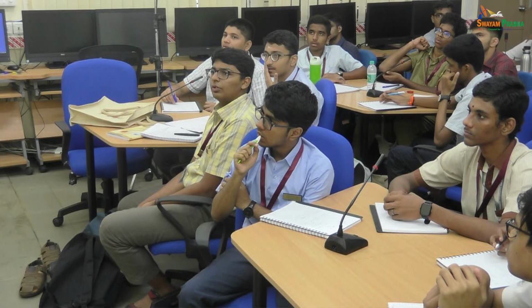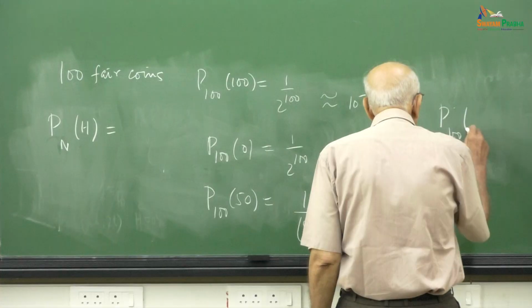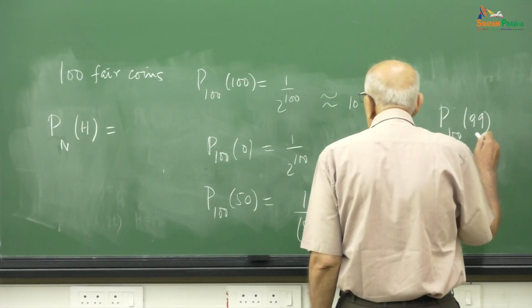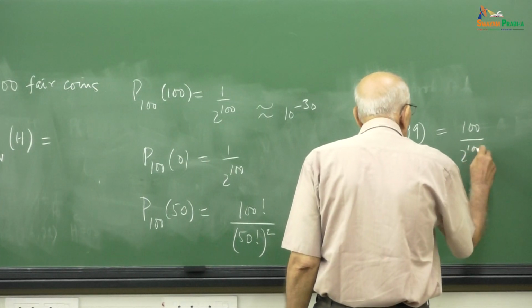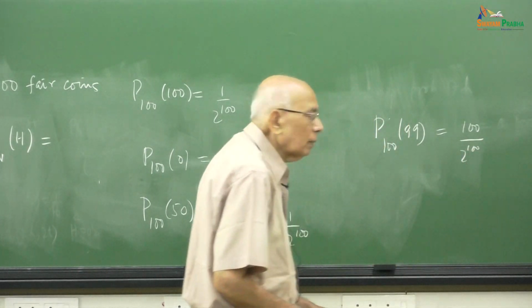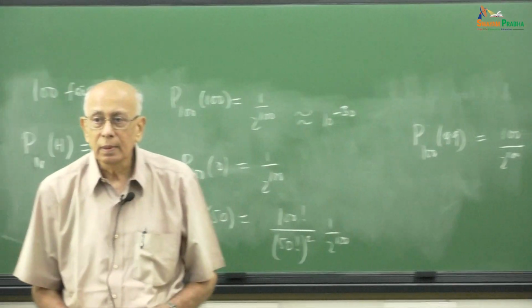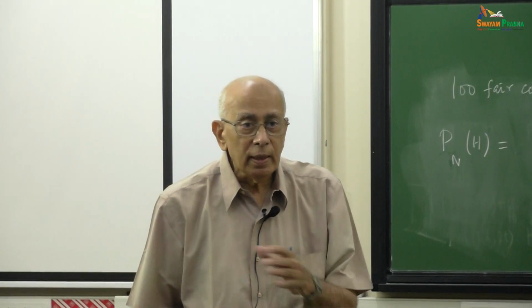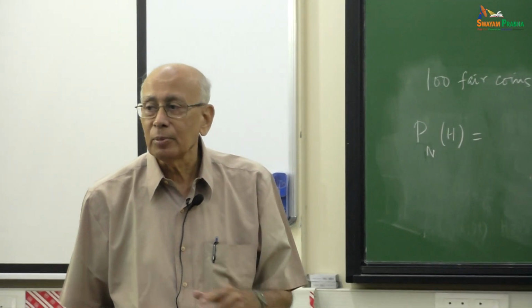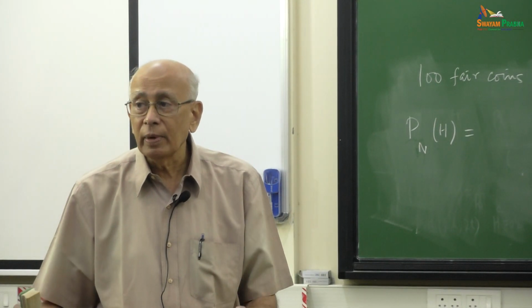You get nC(n-1), or nC1. What's nC1? n itself. So we know immediately that for 99 heads out of 100, the probability is equal to 100 over 2 to the 100. That's not doing very much. It's taking you from 10 to the minus 30 to 10 to the minus 28, which is pretty small still. So it's starting off very slow.